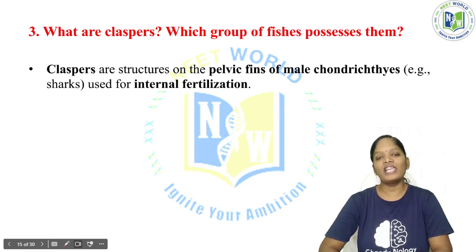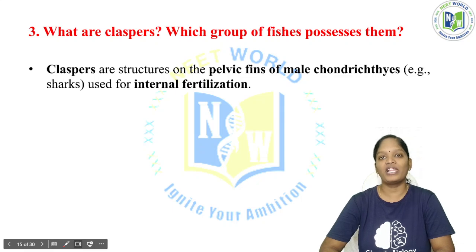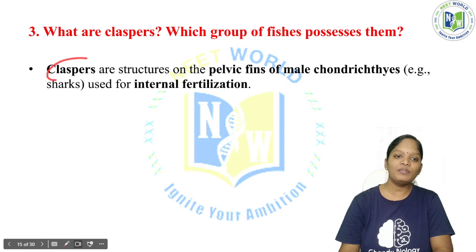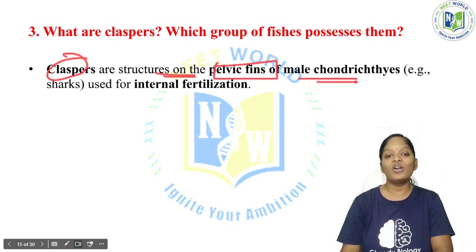So you should know claspers is somewhat related to fertilization. Specifically, this is the structure which is present in the male reproductive organ. This belongs to the male reproductive structure. Claspers are the structure on the pelvic fins of the male Chondrichthyes.